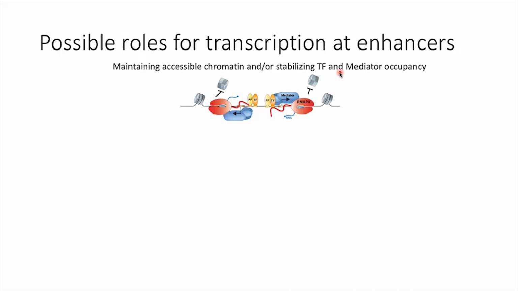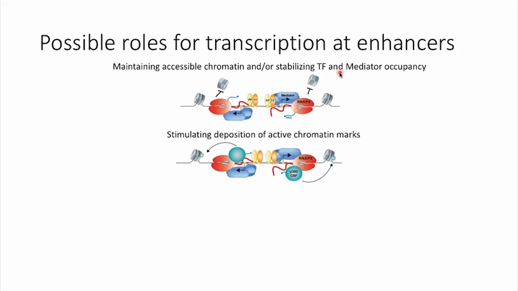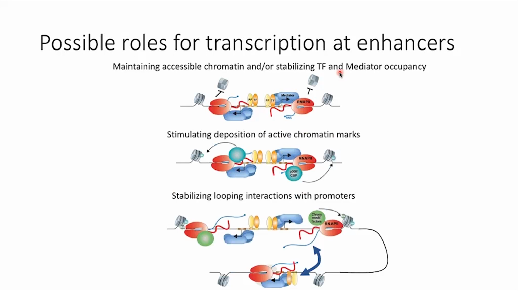Pol2 can be maintaining open chromatin by establishing a landing pad for transcription factors. Active transcription may also be stimulating the deposition of active chromatin marks in this region, perhaps through recruiting P300. Or finally, nascent RNA itself may be involved in the stabilization of looping interactions, bringing the enhancer within close proximity of its target promoter.